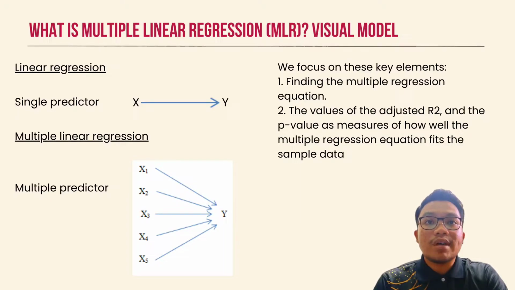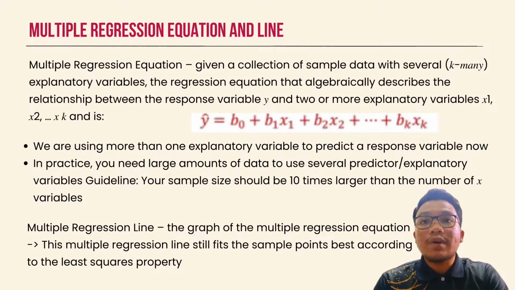First, finding the multiple regression equation, and using the values of the adjusted R square and the p-value as measures of how well the multiple regression equation fits the sample data. Multiple regression equation and line. Given a collection of sample data with several explanatory variables, the regression equation algebraically describes the relationship between the response variable y and two or more explanatory variables x. Like this, we are using more than one explanatory variable to predict a response variable.